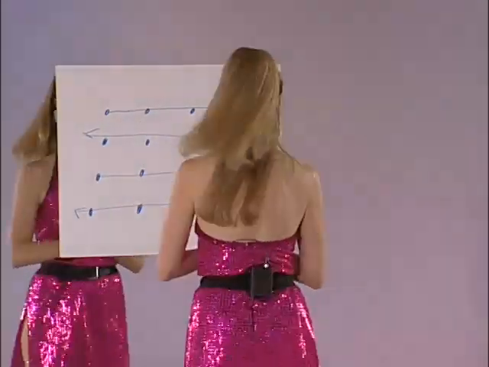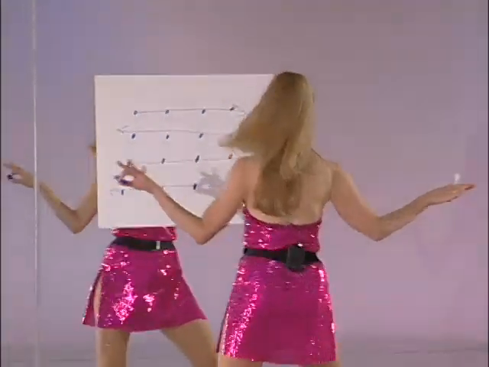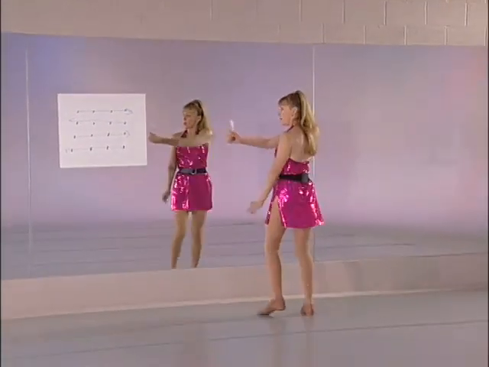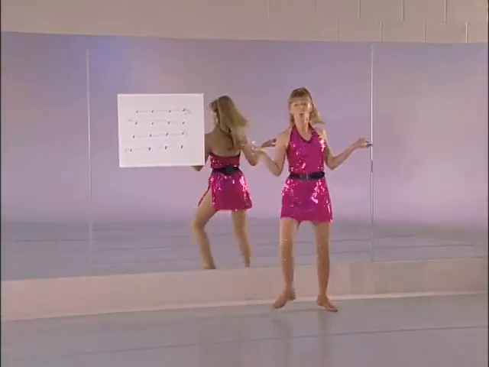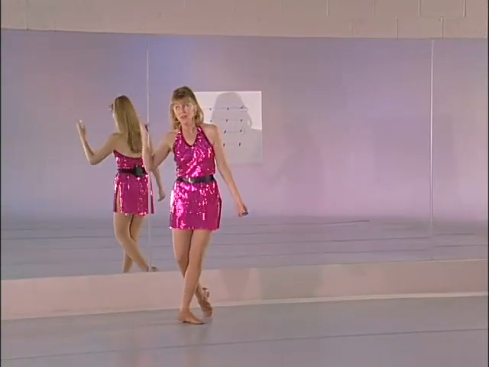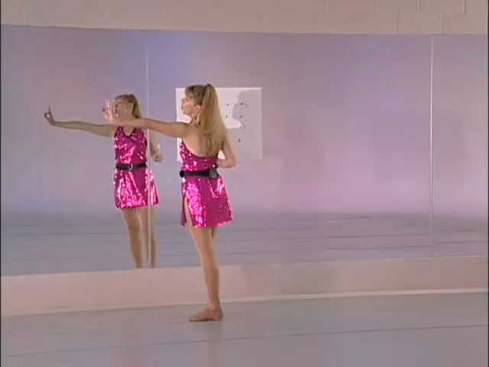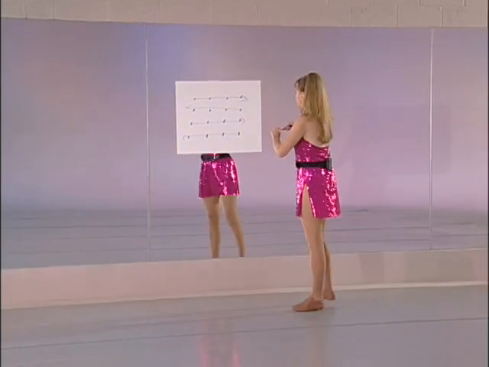So in other words, here's the combination. Let's just say it goes this way. One, two, three, four. Well, I went to the right, but if I turned around, one, two, three, four, I'm still on my right foot, but now I'm going towards stage left. So that's what we're going to do now.